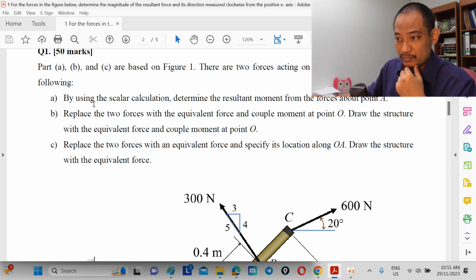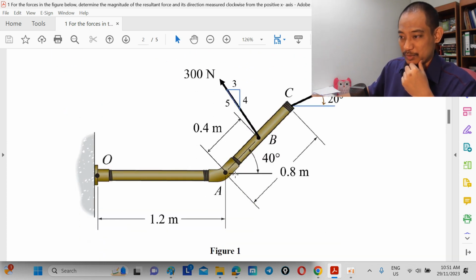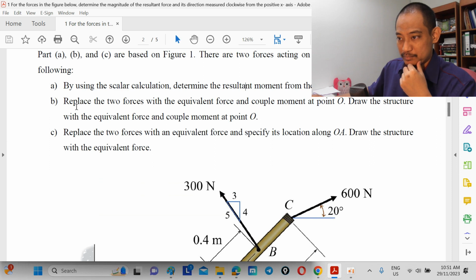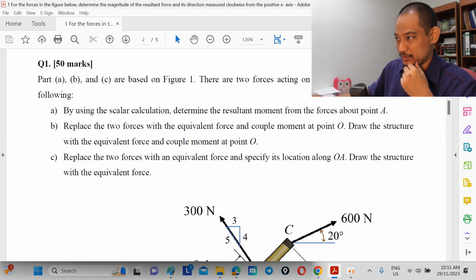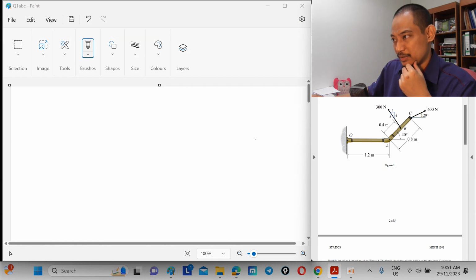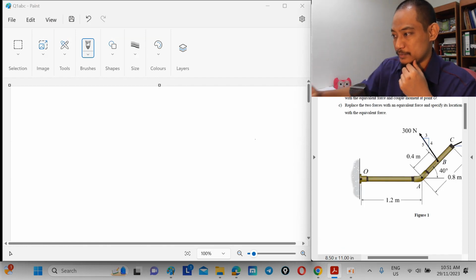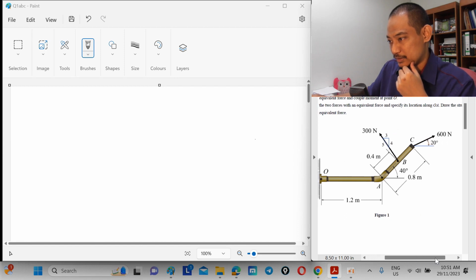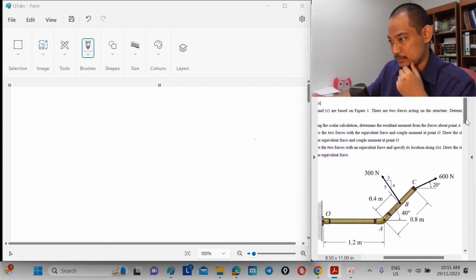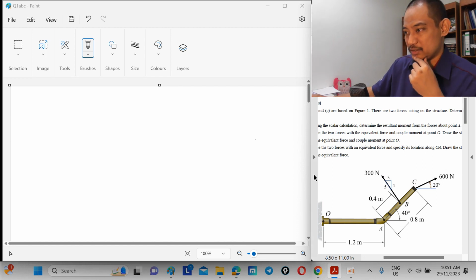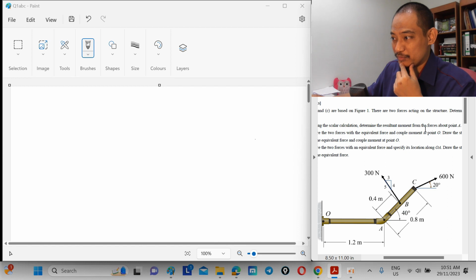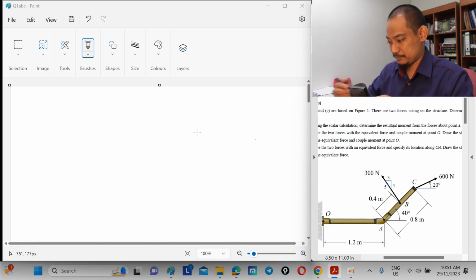Here the question actually specifies using scalar calculation, so do not use vectors. Determine the resultant moment from forces about point A. So it's forces about a point, and this is point A. Second is simplification. So let's put this on the side, maybe a little bit bigger to see the diagram. All right. The question says, determine the resultant moment of forces about point A. Point A is here, not here, right? So let's go into answering the question.